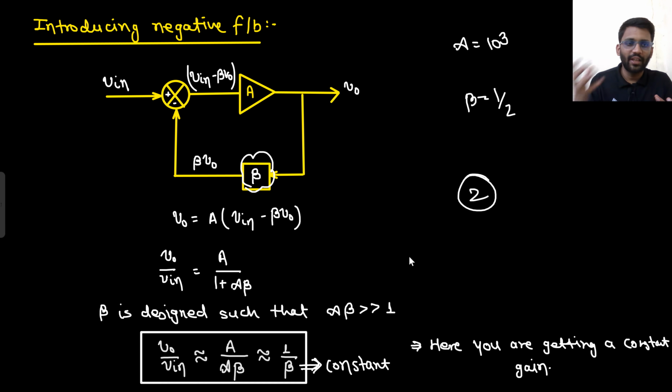So yes, the gain amplitude is reduced, but you have achieved the stability. So based on the requirement of your system, based on the requirement of your chip, you will do this. If you require a higher gain but not the stability, then you will not apply any feedback.